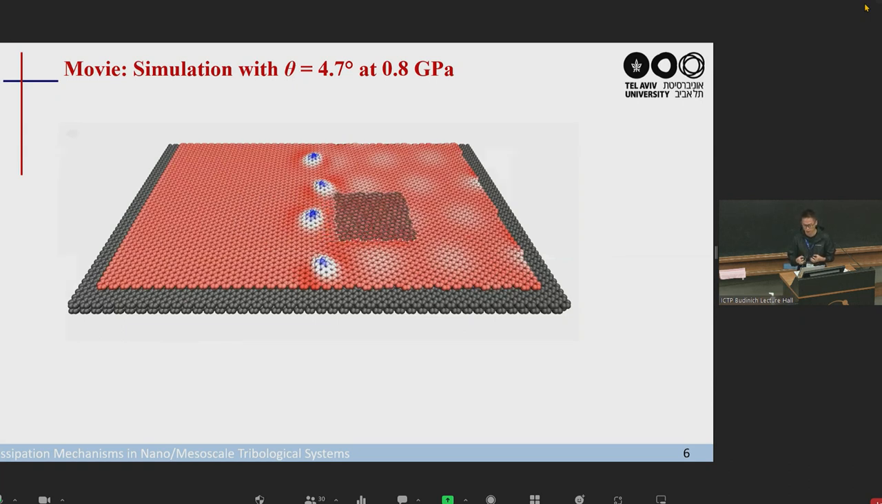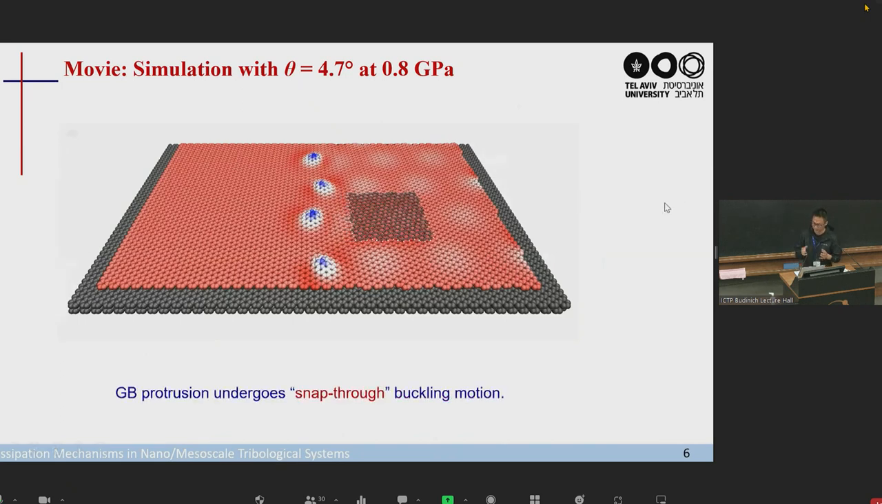This kind of buckling is somewhat similar to the snap-through buckling of an arched beam at the microscale. The buckling, of course, will generate a kinetic energy pulse and enhance the energy dissipation.